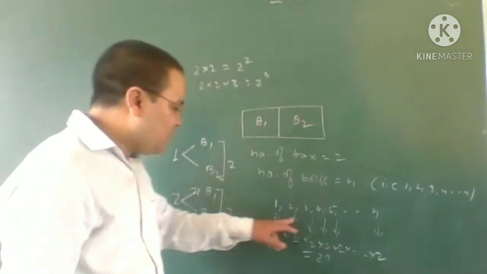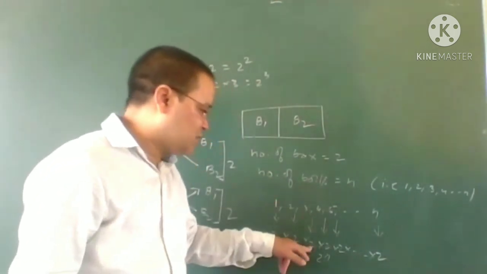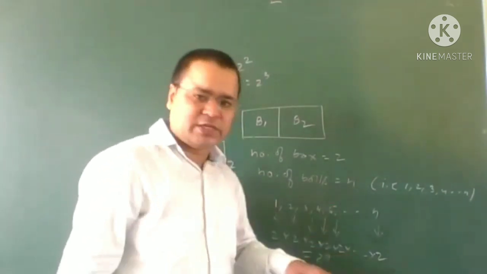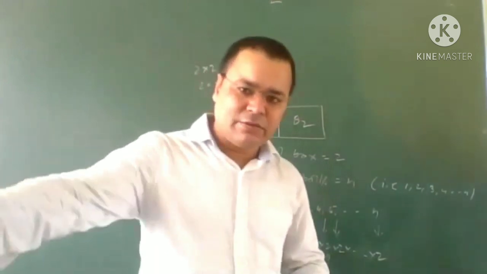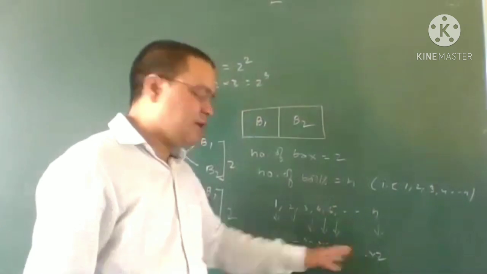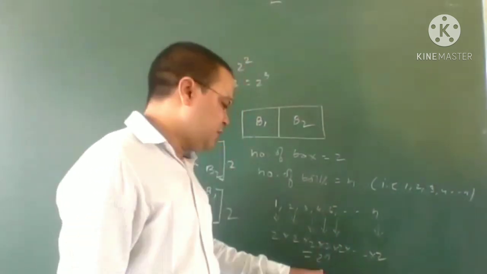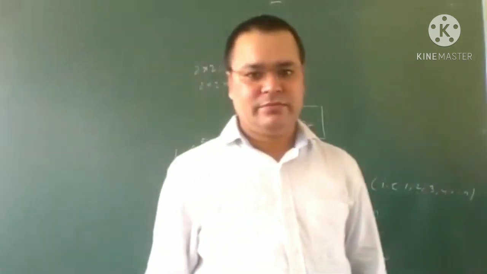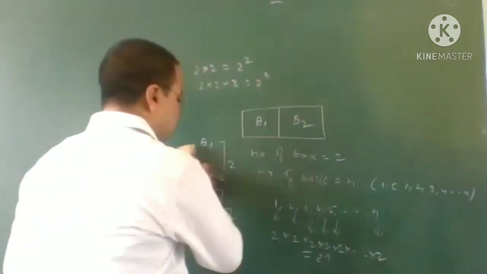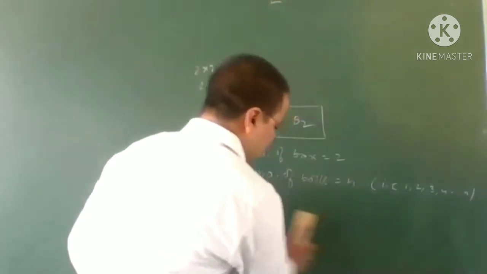Getting? Similarly, for the third ball we also have two choices. Fourth ball also, we have two choices. Fifth ball also, we have two choices. Similarly, for the nth ball we also have two choices. So here two choices multiply up to n times. So it will be 2 raised to the power n. Getting?